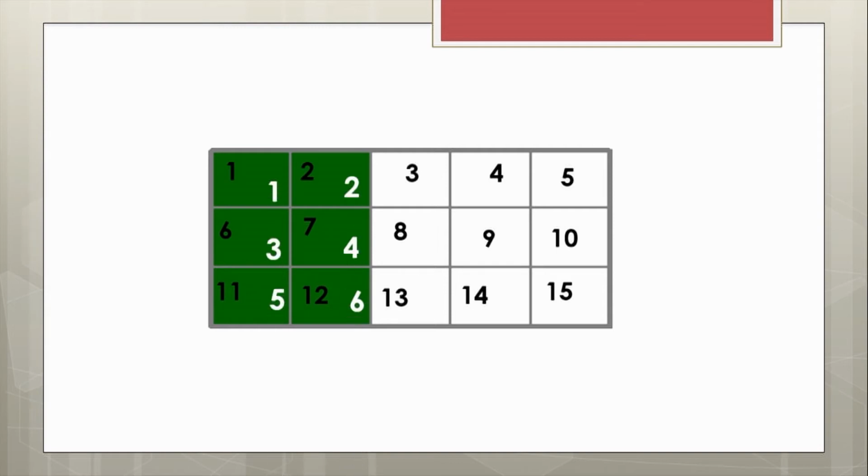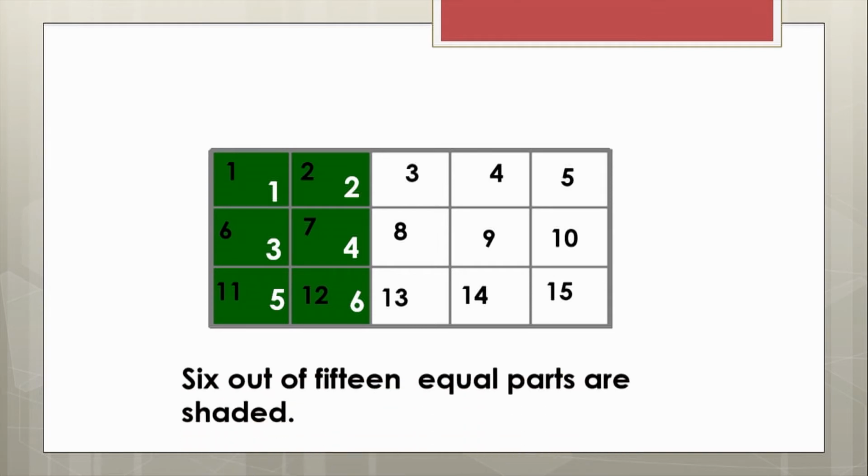Let's check that. So this is the macaroni pie. Let's count. 1 2 3 4 5 6 7 8 9 10 11 12 13 14 and 15. And she gave her 2 children 3 pieces each. So 2 3s are 6. 1 2 3 4 5 6. So she gave away 6 out of 15 equal parts, which is called 6/15ths. And you have to remember to pronounce that word properly.